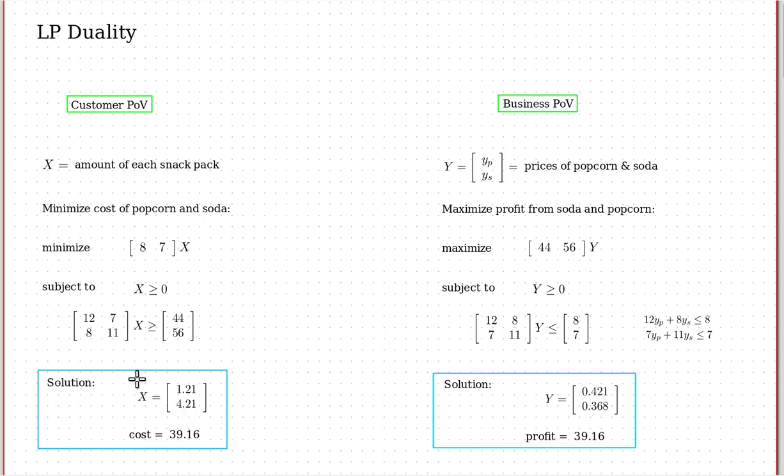I worked out the solution. By the way, this solution isn't realistic because it requires you to buy 1.2 of the first snack pack and 4.2 of the second snack pack. I don't think most movie concession stands will let you buy a fraction of a snack pack. But theoretically it makes sense, right? If you could do that, this would be the optimal way to do it. And it would cost $39.16.